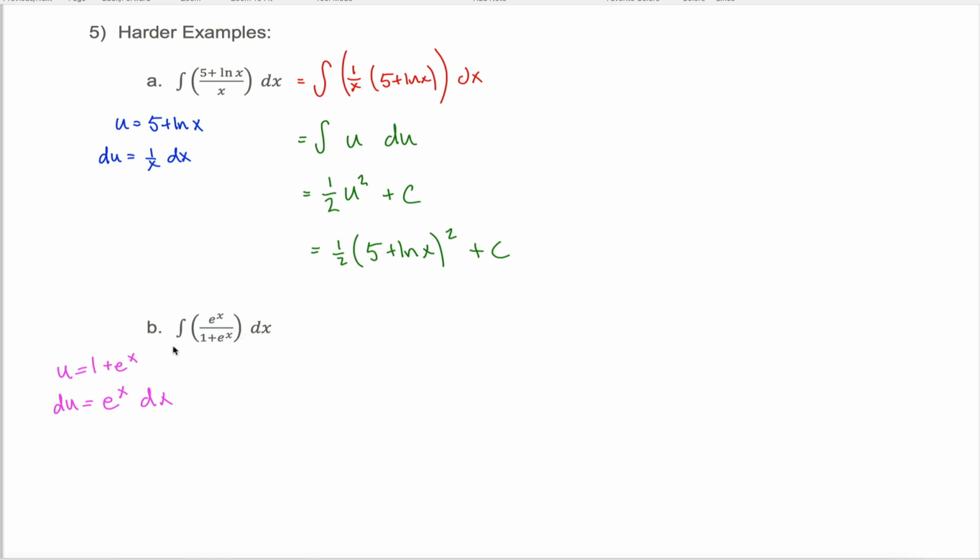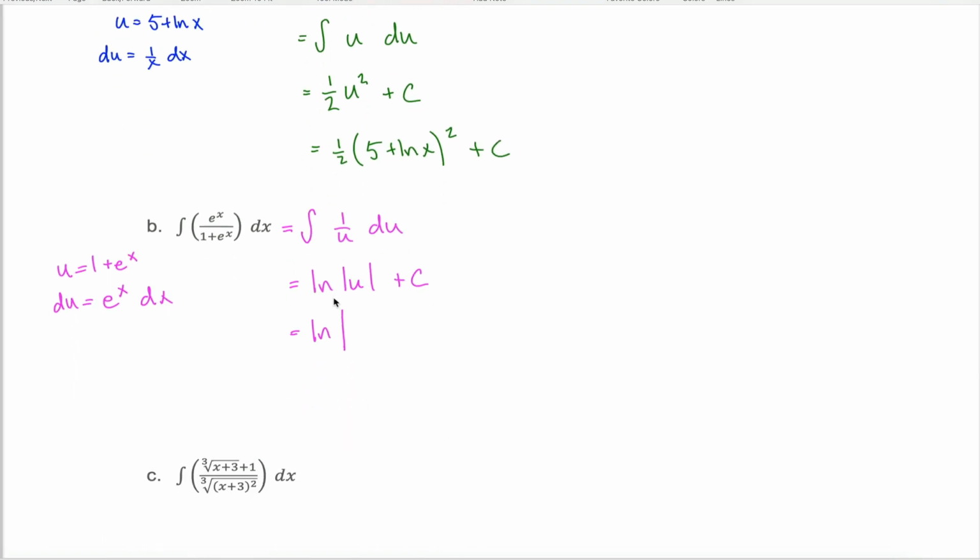The denominator here will all change into the u, and then the e to the x dx that I'd have left over would change into a du. When you make the right choice for u, these problems often are really easy to figure out. All I'm doing is I'm taking the antiderivative of 1 over u du. The antiderivative of 1 over u is the natural log of the absolute value of u plus c, but I don't want to leave u's in my final answer, so my final answer would be the natural log of 1 plus e to the x plus c.